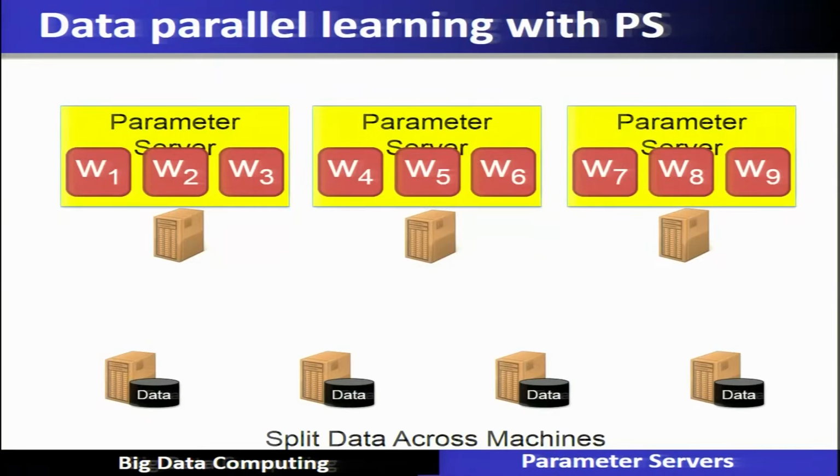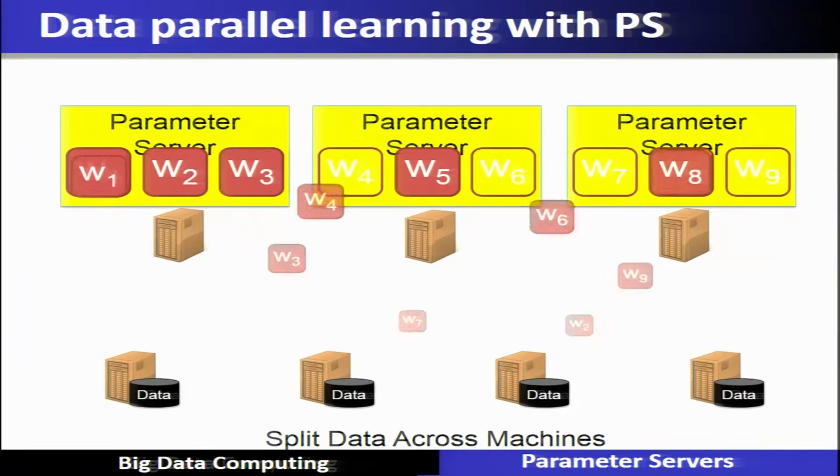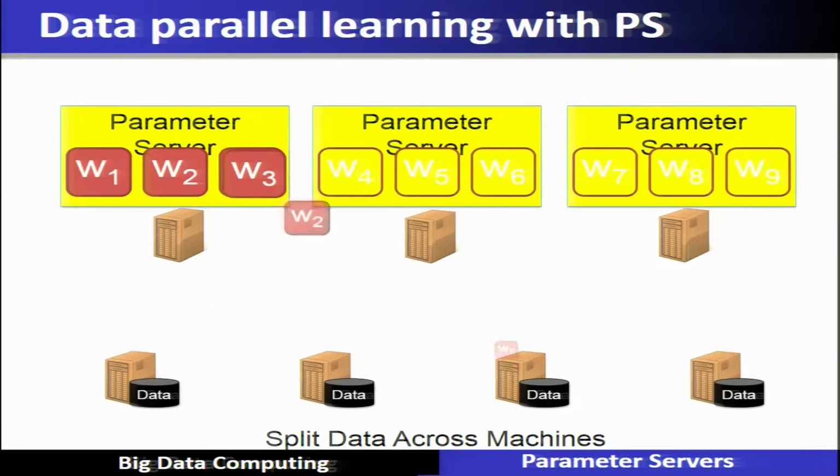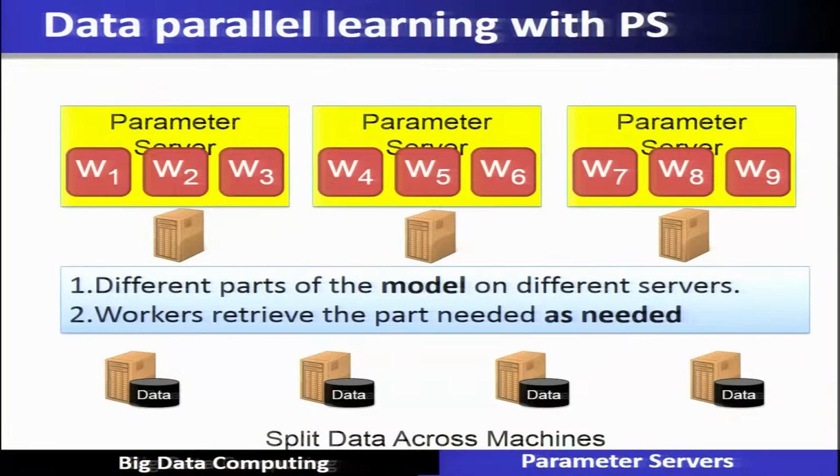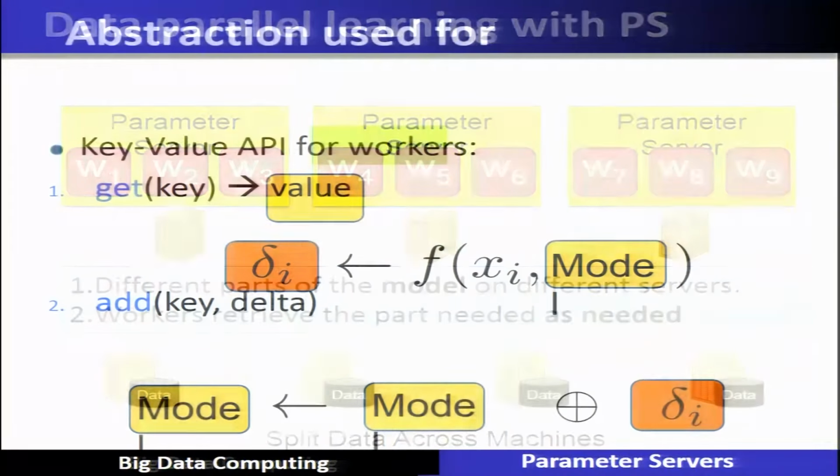So let us see the data parallel learning with the parameter server. Here the parameter servers are shown in this particular picture: different parts of the model are available on different servers, and the workers retrieve the part of the model as it is needed.